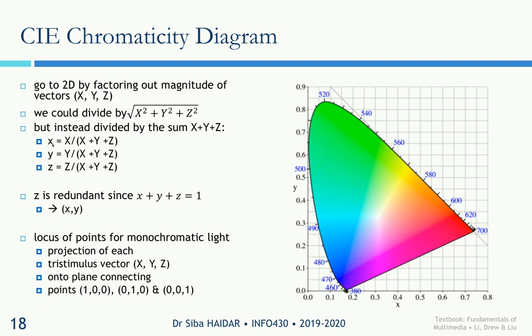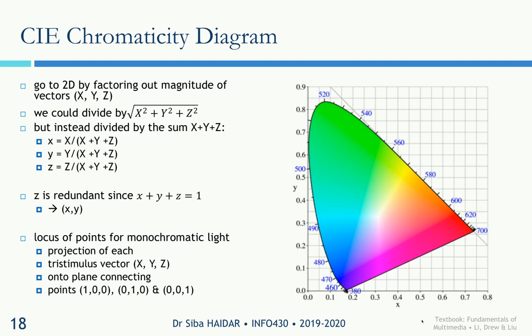So here we have x equal to X divided by the sum. y is also the normalized capital Y, and z the normalized capital Z. And how did we pass to two dimensions? We still have small x, y, and z. In fact, z is nothing else but 1 minus x plus y. So we can disregard z, because whenever we want to know it, it is 1 minus x plus y. So we have now small x and small y, and this is called the CIE chromaticity diagram.